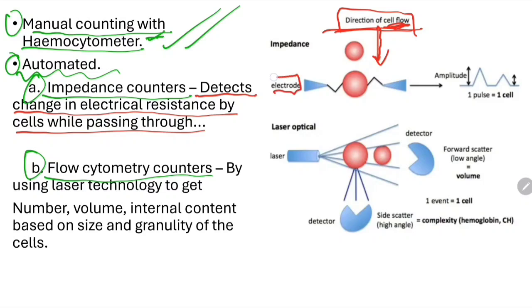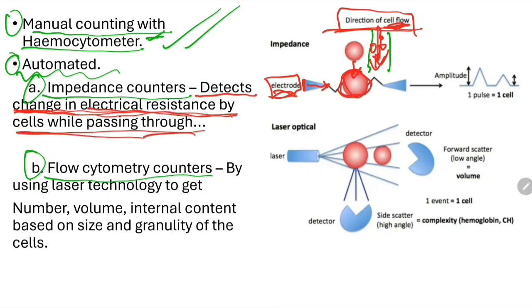And here we have an electrode. Suppose this is a pipe and blood is passing through it. Suppose RBCs, WBCs and platelets are passing in this direction, okay. And here we have the electrode. The electrode is giving some signal, and when blood passes, RBCs will pass here, and that will change the signal. Signal means change in electrical resistance. When the cell passes through this area, it will change the electrical resistance.